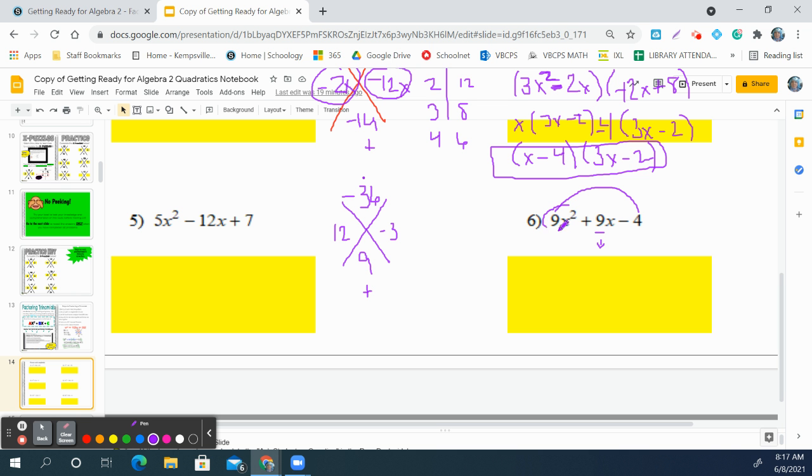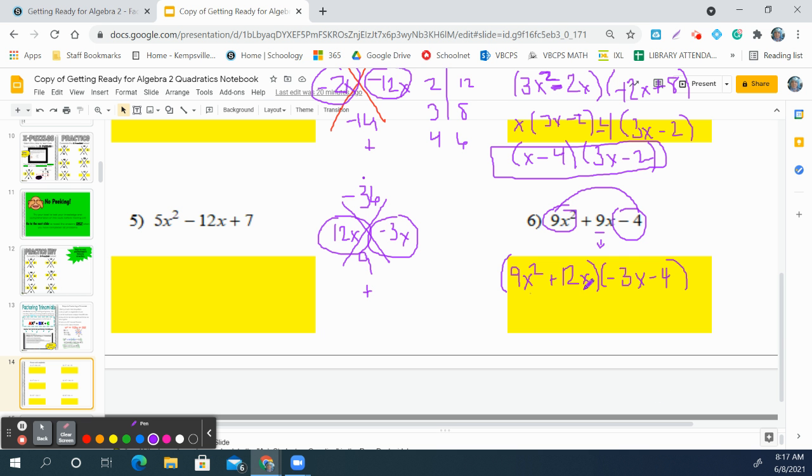Then we put them all back together. This is our first term, so 9x squared. This is our second term. We've got to make sure we add the x in there. Group those in parentheses. Then we go to our third term. Make sure you grab that negative sign. A lot of people miss that too. Little negative signs floating around. And then we need our last term, negative 4.